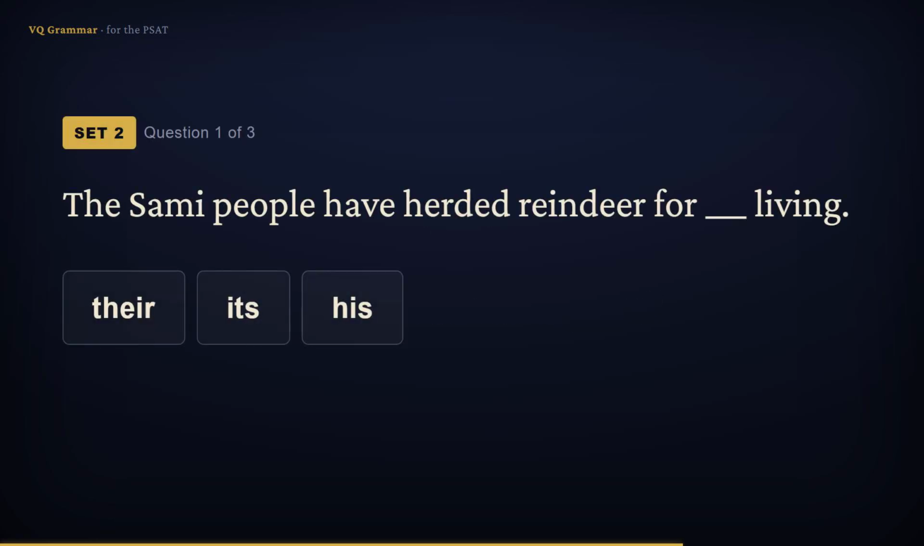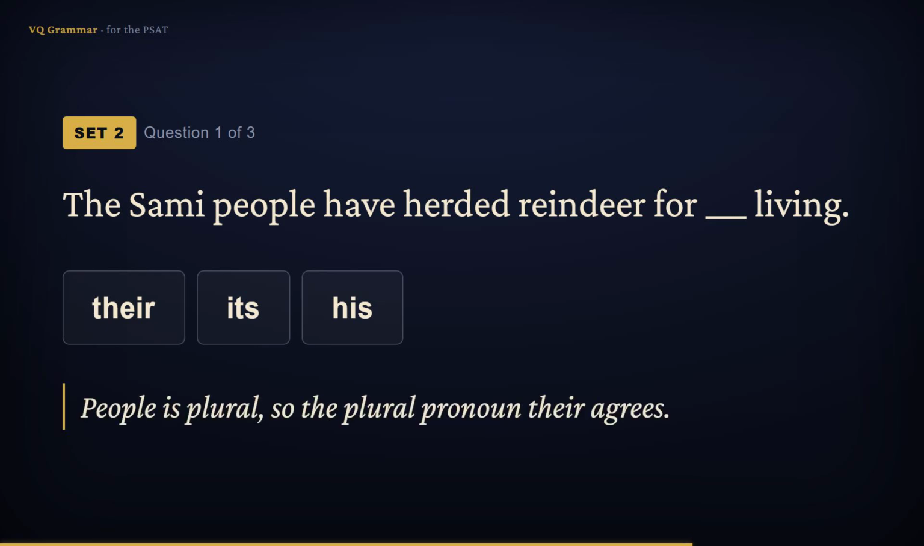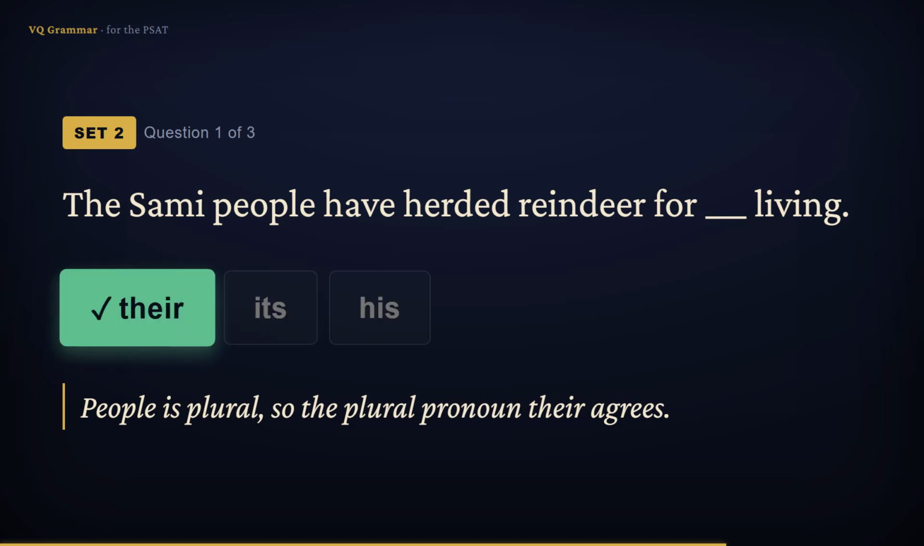The Sami people have herded reindeer for blank living. The antecedent is people, and people is plural, so the pronoun must be plural too. There is the plural one. Its and his are singular, so they don't fit. So the answer is there.